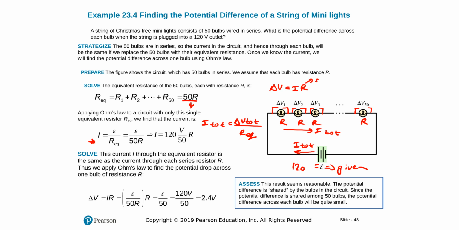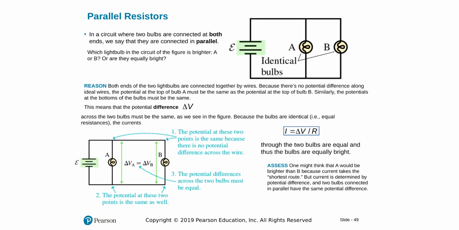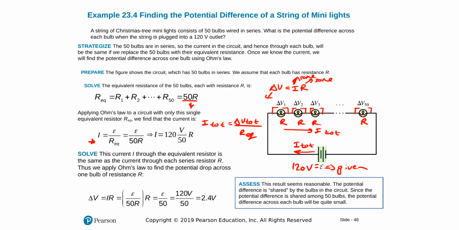If this is the same and this is the same, delta V should also be the same, so they will share it equally. Just dividing by 50 would also work as our answer here. That's not always the case though. If I have different resistances, a larger resistance will get a larger potential difference for a series circuit.